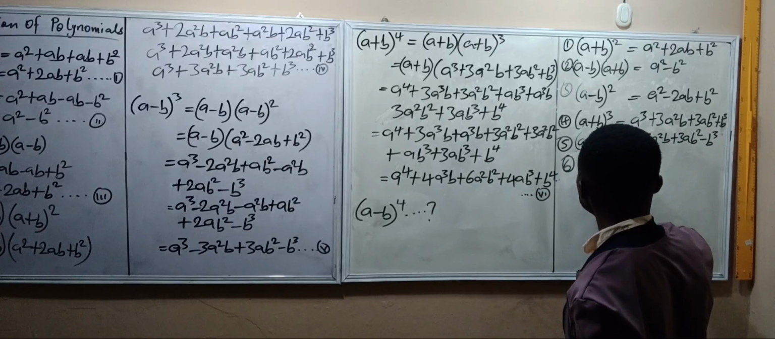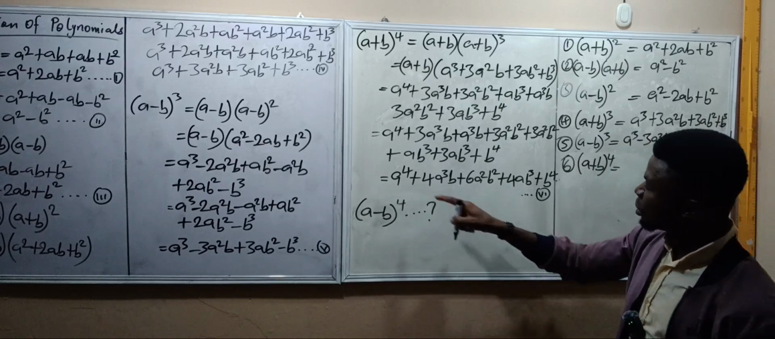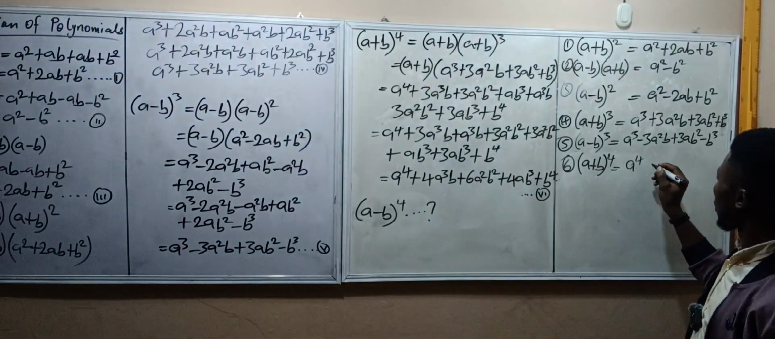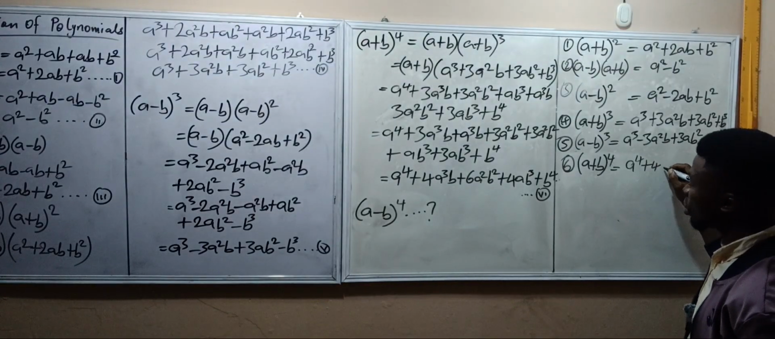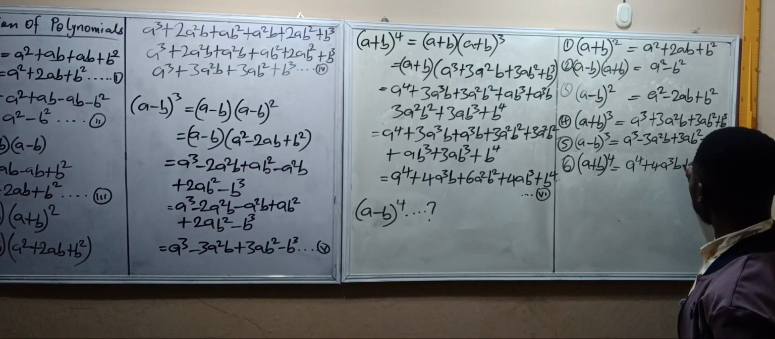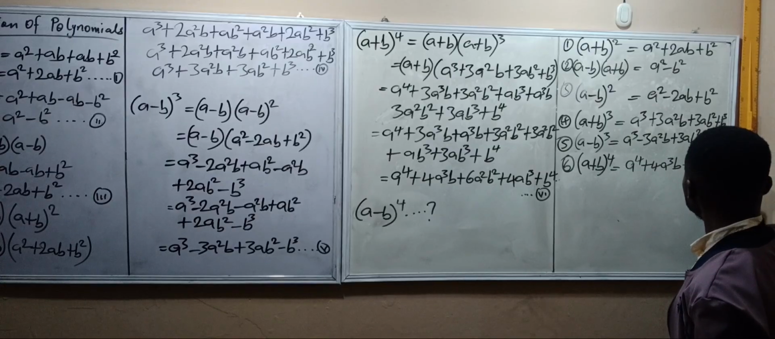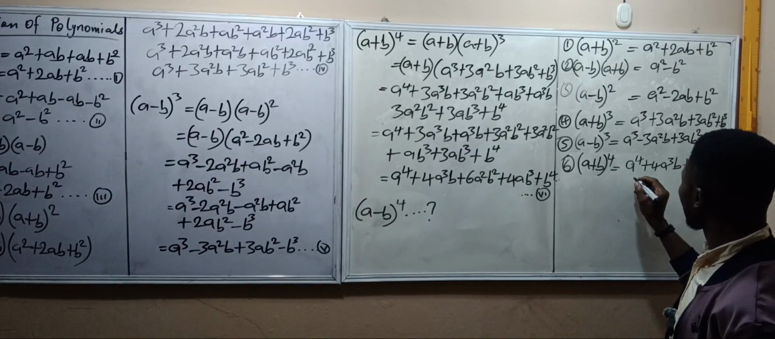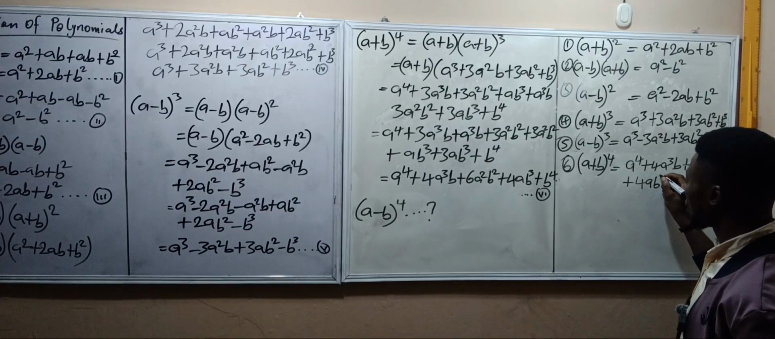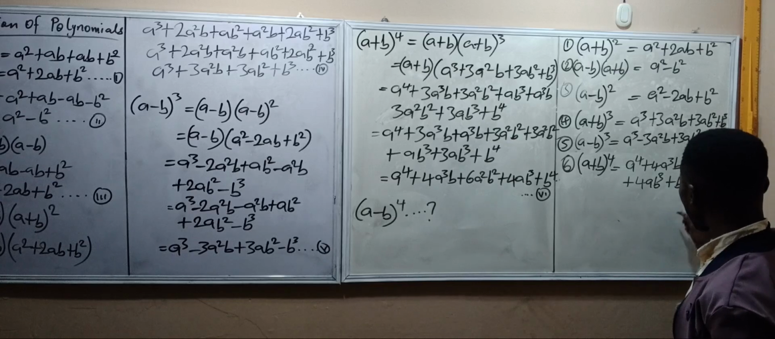So number six, if you have something like A plus B to the power of 4, and you expand it, you will get A to the power of 4 plus 4A to the power 3 B plus 6A squared B squared plus 4AB cubed, then plus B to the power of 4.